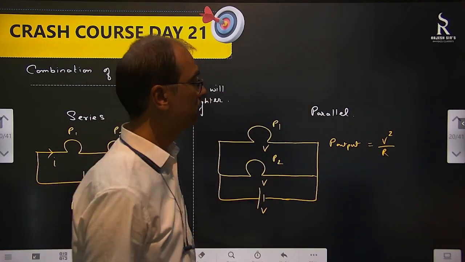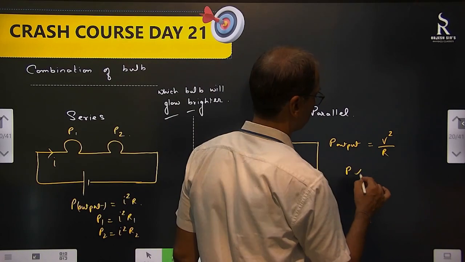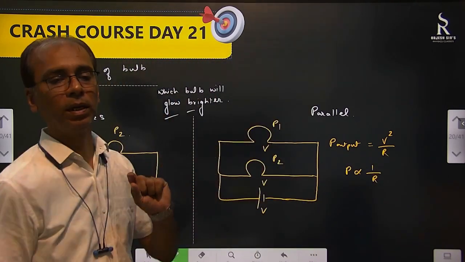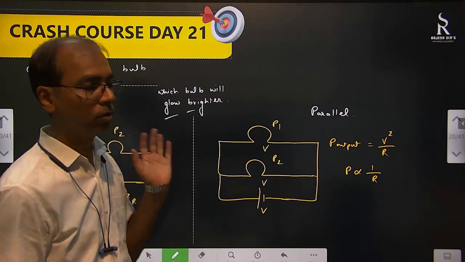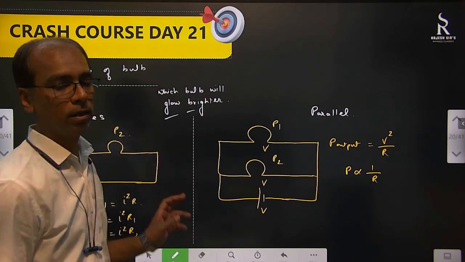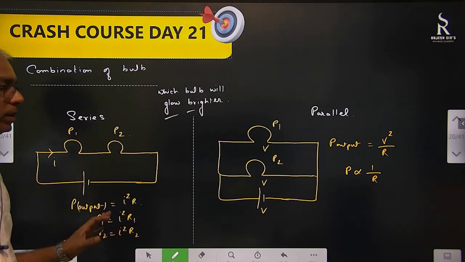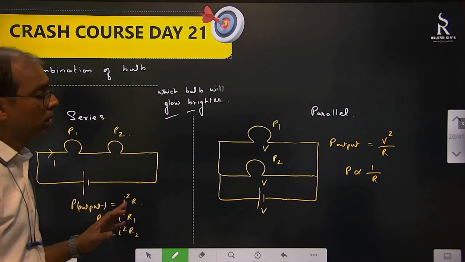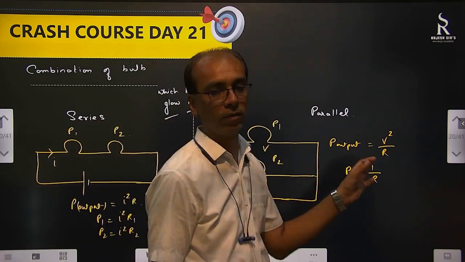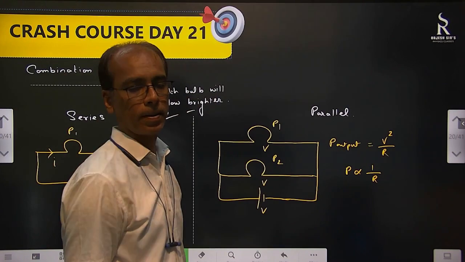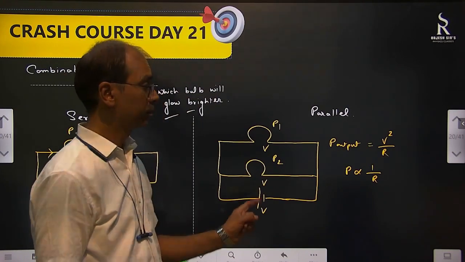So in this one, that means power is actually inversely proportional to R. So whoever is having less R will give you more power. Here, P is proportional to R. Whoever is having more R will give you more power. In this one, whoever is having less R will give you more power because P is inversely proportional to R. Clear? Parallel.